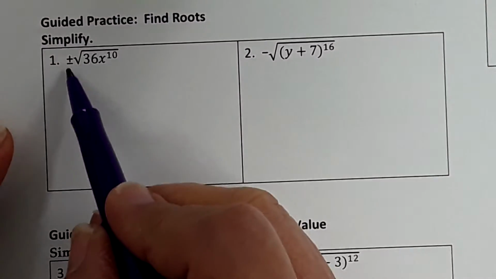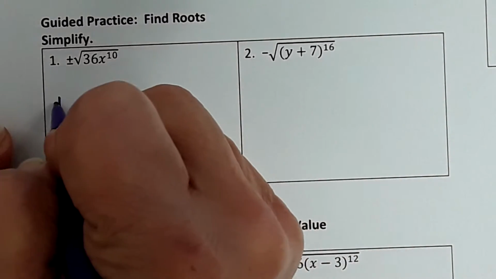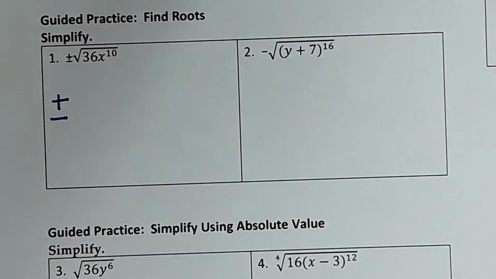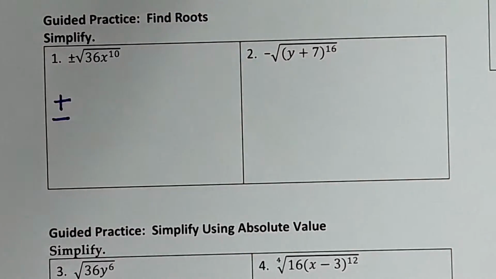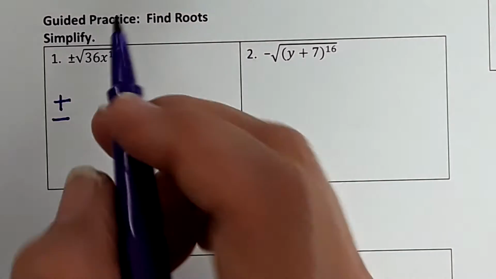Okay, so see how it's plus or minus? That means my final answer is going to have a plus or minus in front of it. It means I want both roots. I want the principal root and the negative root. Now the question is, can you take the square root of 36? What is the square root of 36?